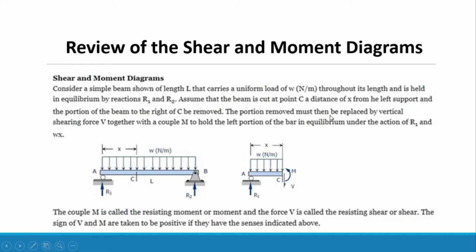The portion removed must then be replaced by a vertical shearing force V, which is opposite in direction to R1, with a couple moment M to hold the left portion of the beam in equilibrium under the action of R1 and Wx. The couple M is called the resisting moment or moment, and the force V is called the resisting shear or shear. The signs of V and M are taken to be positive if they have the senses indicated above.